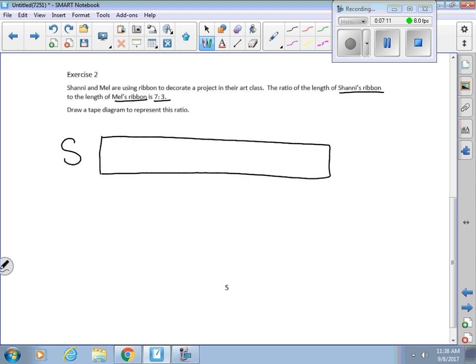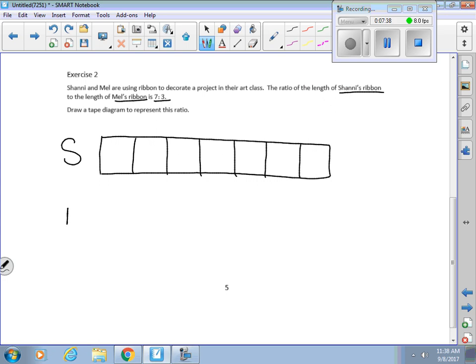So how many sections should I divide that into? 7, very good. So if you draw 6 lines, you will have 7 sections there. 1, 2, 3, 4, 5, 6, 7. Your units don't have to be exactly the same size, but they should be generally the same size, all right?